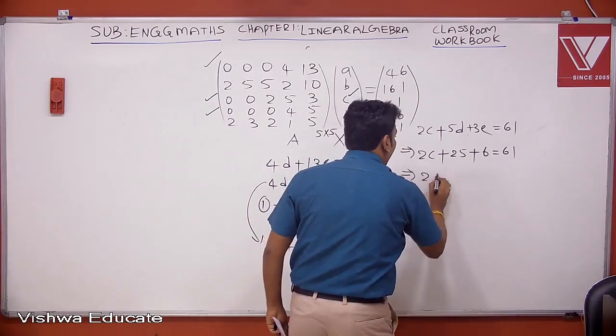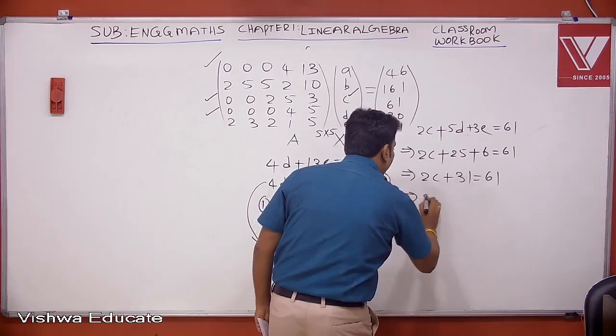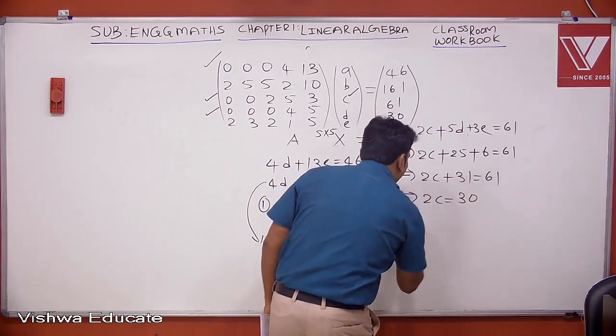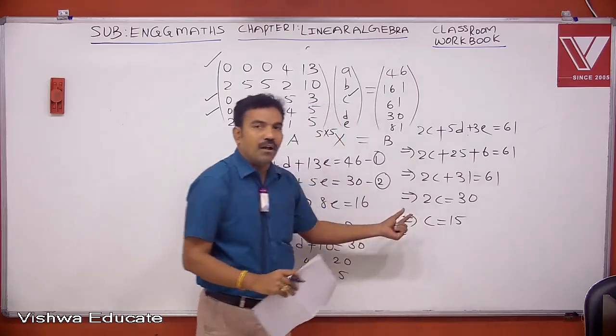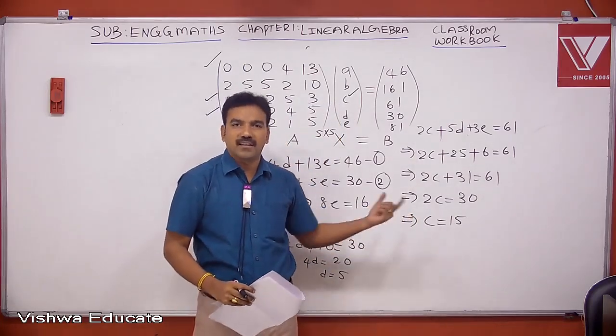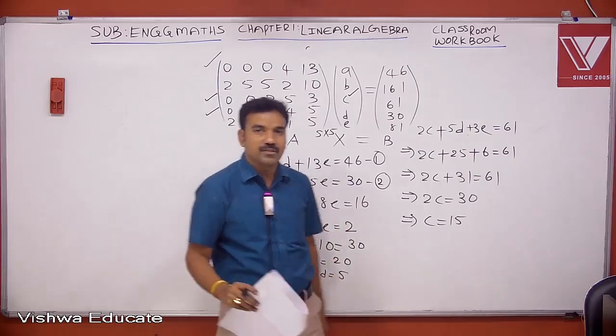This implies 2C plus 31 equal to 61. This implies 2C equal to 30. Therefore the value of C is 15. Anyhow, this is an integer value, so we need not round off to the nearest integer. So C is directly 15, it is an integer. Note this.